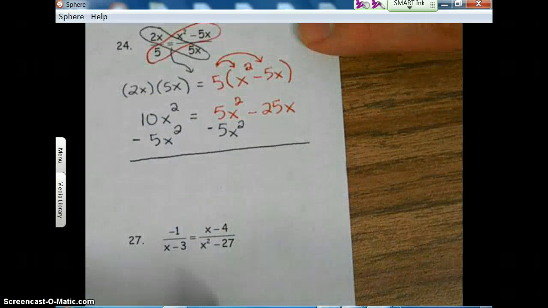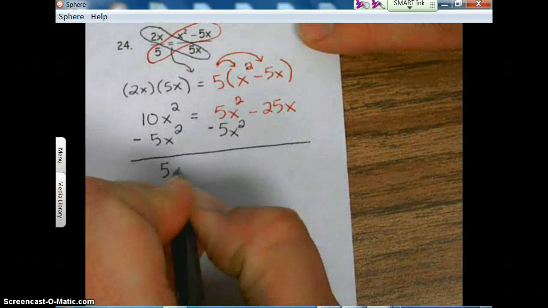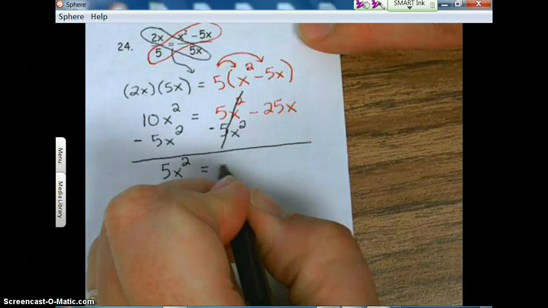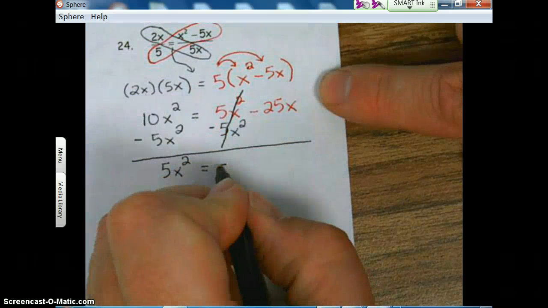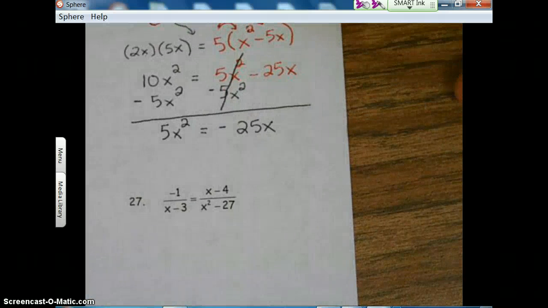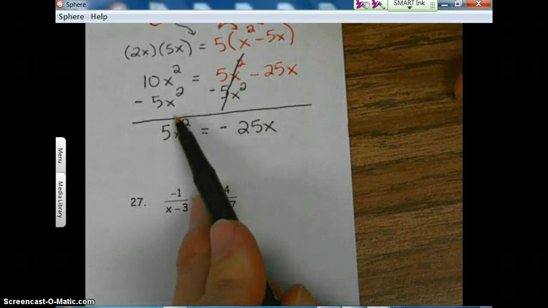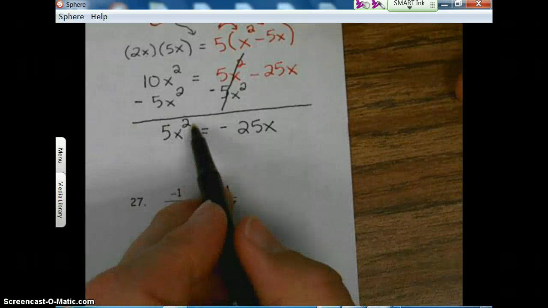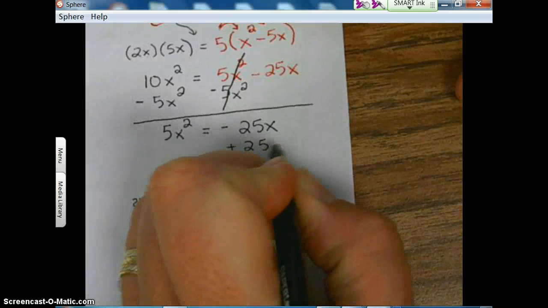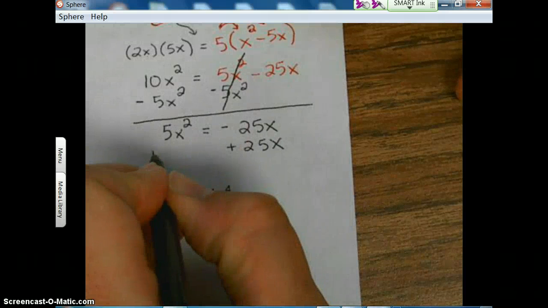Alright, so we're subtracting like terms. So 10x squared minus 5x squared gives us 5x squared equals, those cancel, the minus comes down, minus 25x. Okay, then first of all, this is a quadratic equation. If you'll recall, we need to set the equation equal to 0. So I'm going to make this side 0. So I'm going to cancel out the term on the right. And what you do on one side, we do to the other side.